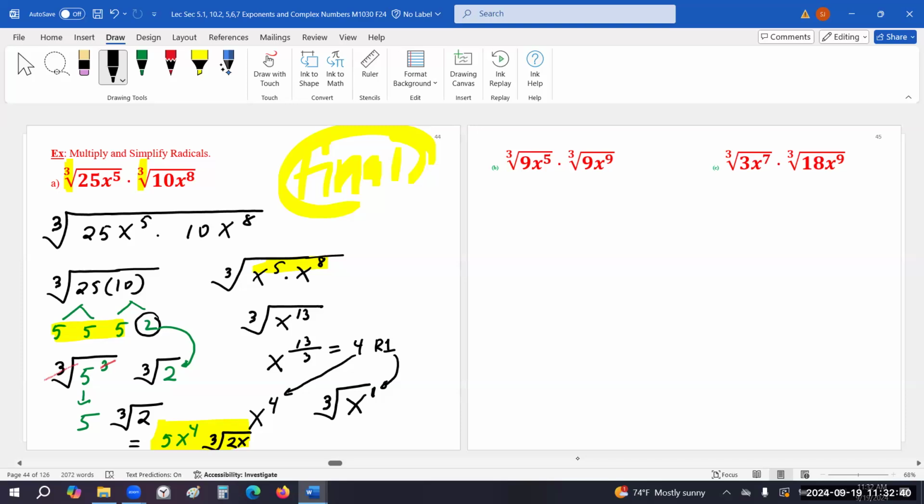Almost correct. Let me show it here. It doesn't go 4 times.